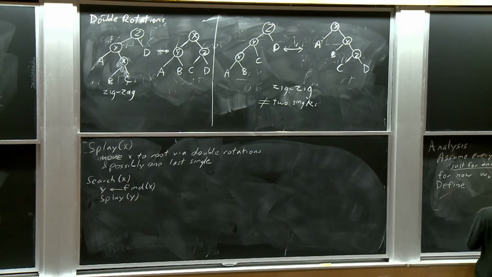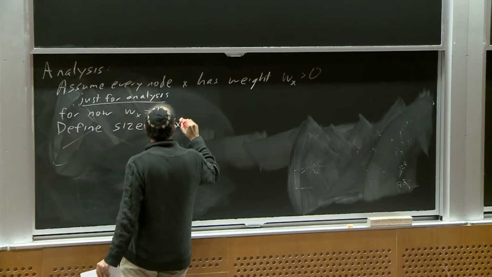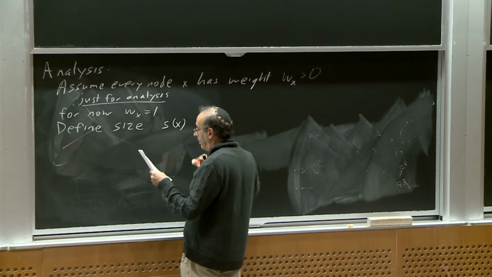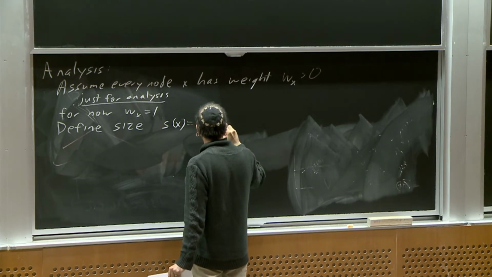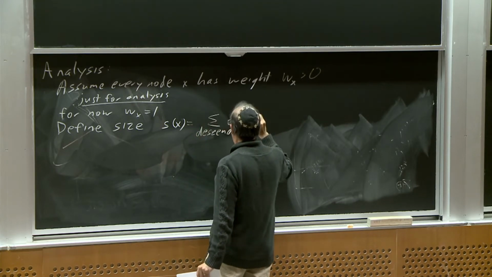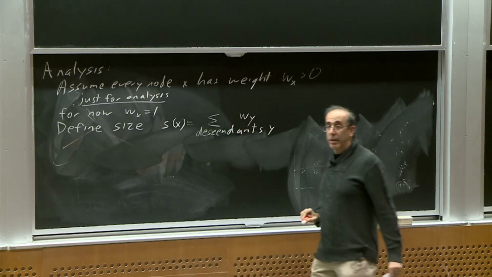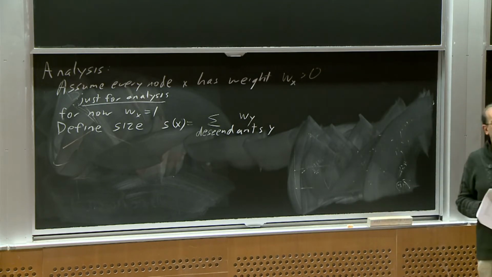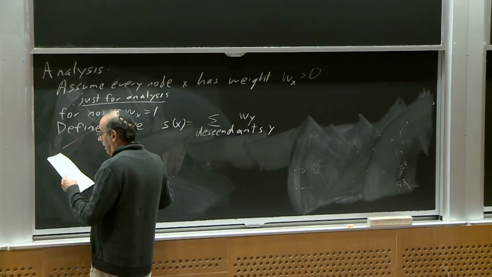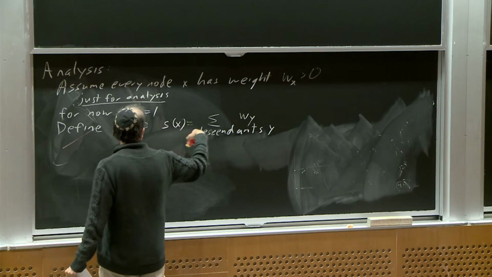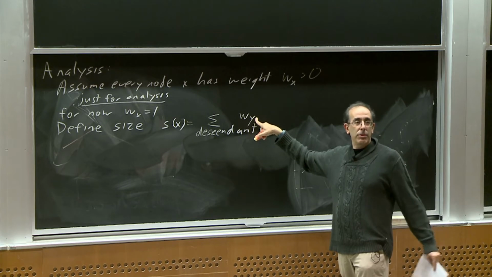So now we're going to be formalizing that intuition, and so we're going to define the size of a node to be equal to the sum over all the descendants of that node of the weight of the descendant. So you're just adding up all of the weights in the subtree in order to get the size of the subtree. And what is this number if all the weights are 1? It's just the number of nodes in the subtree, right?